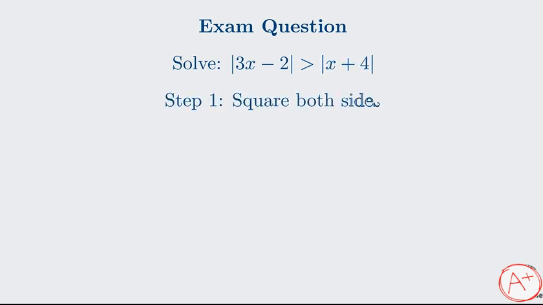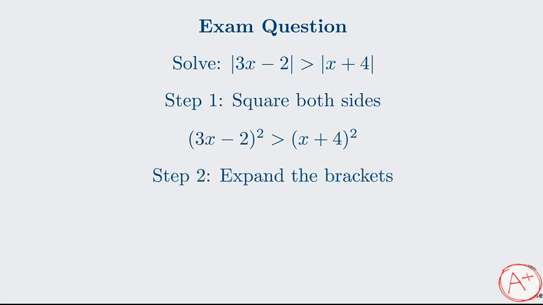Let's look at a typical Cambridge IGCSE style question. Solve the inequality. The modulus of 3x minus 2 is greater than the modulus of x plus 4. Since we have a modulus on both sides, squaring is the most efficient method. It removes the modulus signs immediately. Expand carefully using the identity a minus b squared. Make sure you don't miss the middle terms.